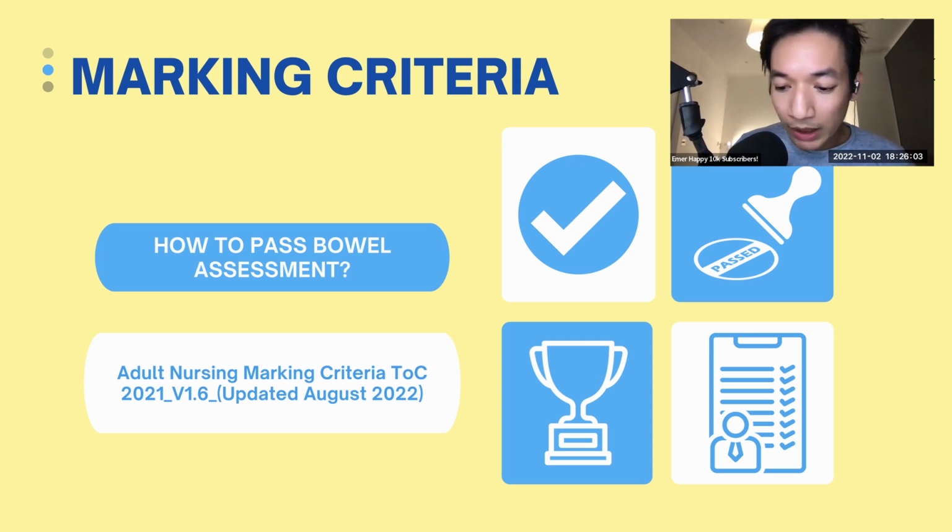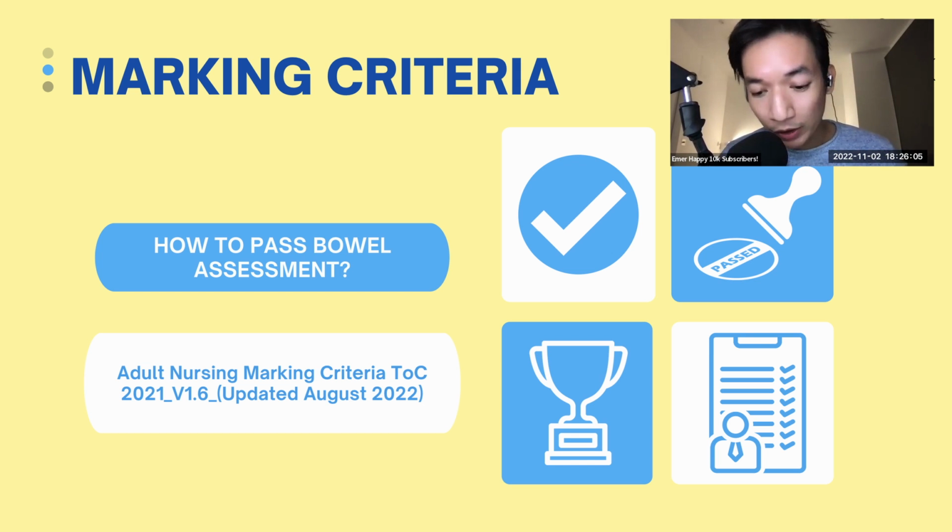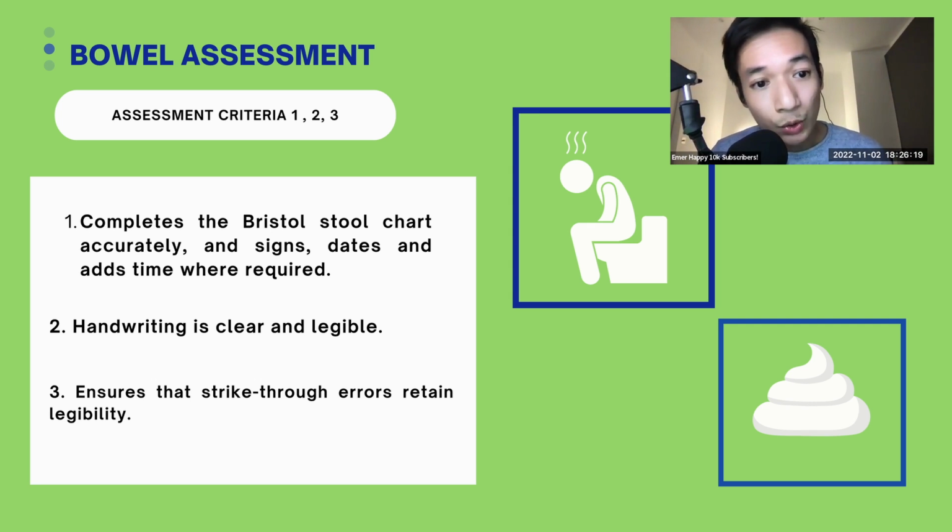All right, so we will now discuss the marking criteria. How are you going to pass this station? The Bristol Stool Chart station is a writing station. You don't need to perform anything apart from writing. So number one is to complete the Bristol Stool chart accurately and sign, date, and add time where required. Later at the end of my slide, there is a sample documentation.